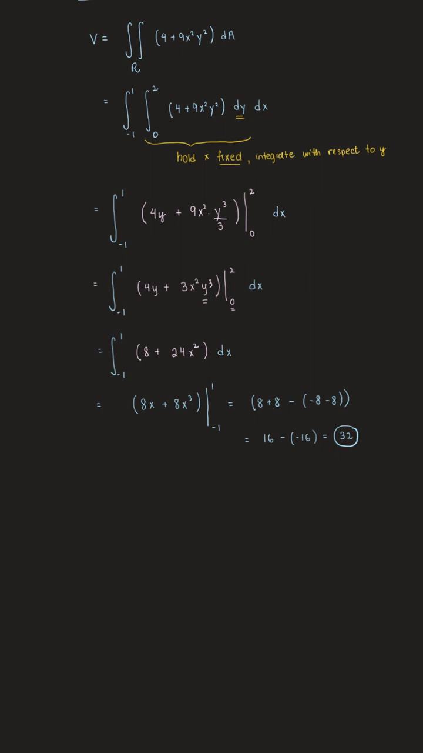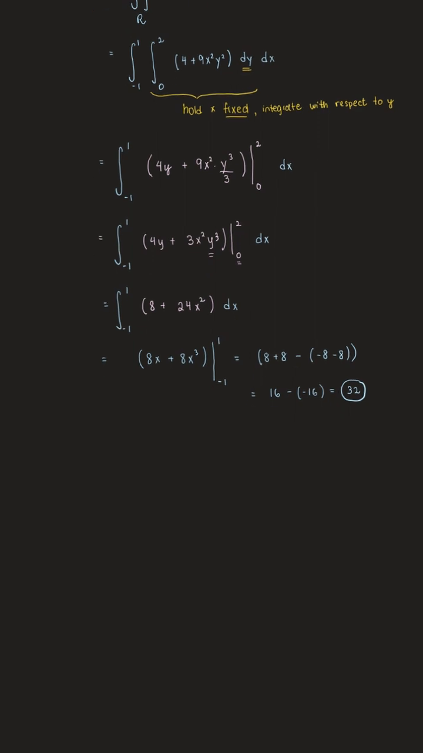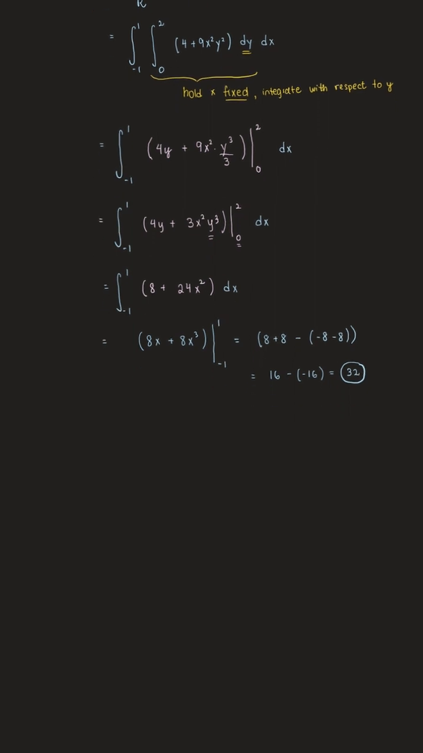Now, we can also switch our limits of integration and reverse the order of our differentials. And we should get the same thing by Fubini's theorem. So let's try that for practice. So let's say, okay, we can do it that way, or we can set this up as the integral from 0 to 2, integral from negative 1 to 1. Our surface is the same, so we have 4 plus 9x squared y squared, but this time we're going to integrate with respect to x first, holding y fixed, and then with respect to y.